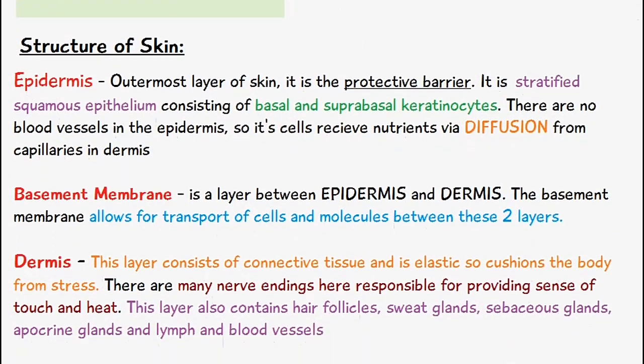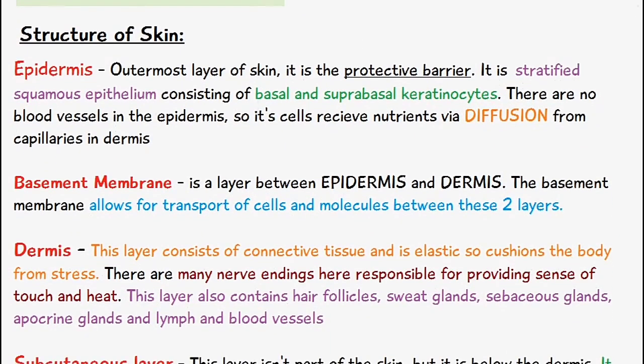The outermost layer is called the epidermis, and this is the protective barrier because it's the one that's in contact with the outside environment. And it consists of stratified squamous epithelium, and inside that is basal and suprabasal keratinocytes. And there are no blood vessels in the epidermis, so the cells of the epidermis receive the nutrients via diffusion from the capillaries in the dermis, which is the next layer.